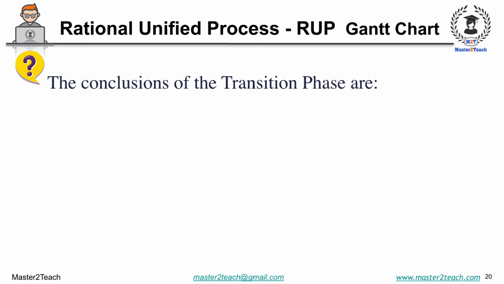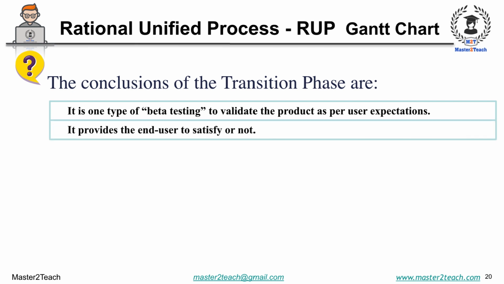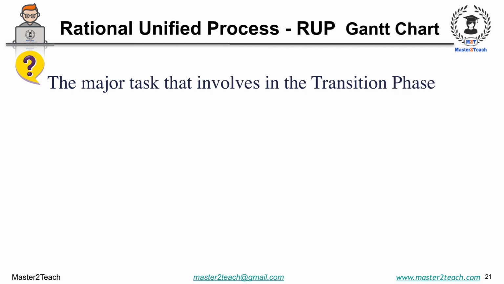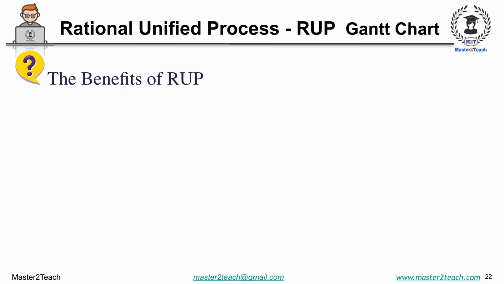The conclusions of the transition phase are as follows. It is one type of beta testing to validate the product as per user expectation or not. It determines whether the end user is satisfied or not. All types of training manuals for the users. The major tasks involved in the transition phase are as follows: training, beta testing, analysis of user reviews, supporting and maintaining the product.